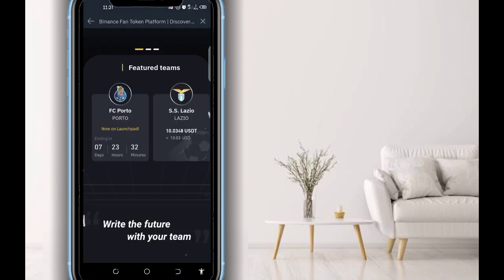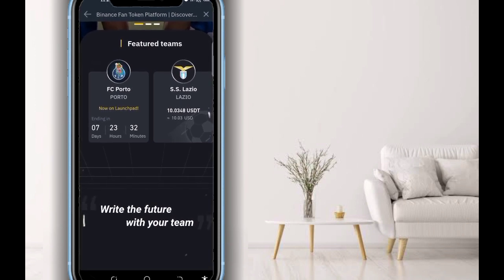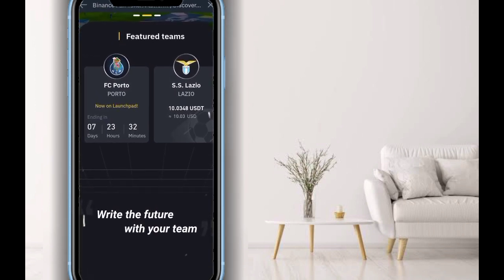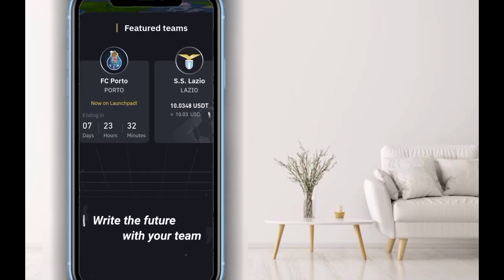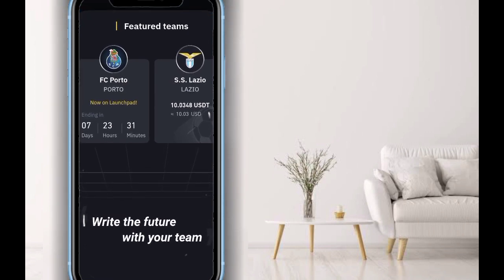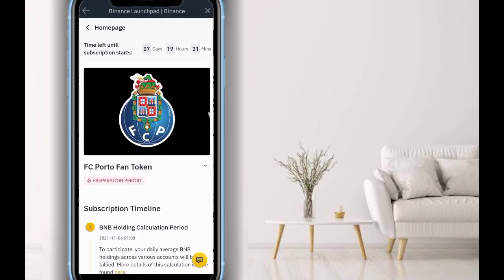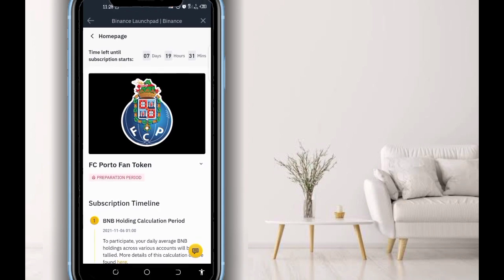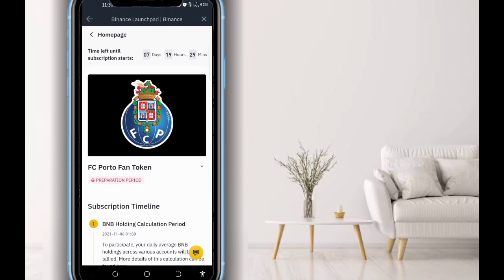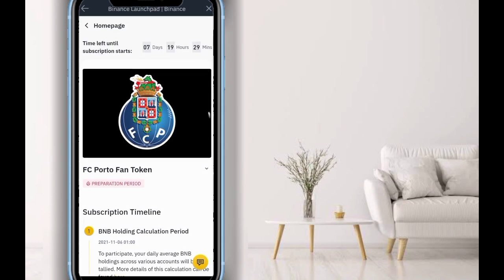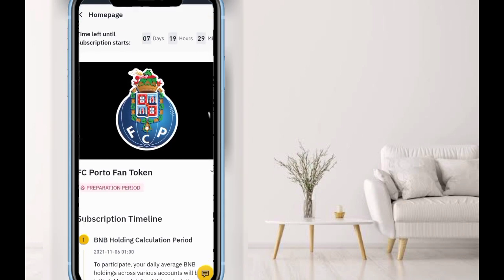Remember that I'll be showing you how you can get 10x your money on the initial day of trading. Now take a look at this Lazio Fan Token. Currently it's worth 10 USDT, which is $10. And now FC Porto has been placed on the Binance featured teams. Please make sure you don't skip any part of this video, because every minute carries important information you can't afford to miss. Now, as you can see on the Binance Launchpad, we have less than 8 days for the subscription to start.